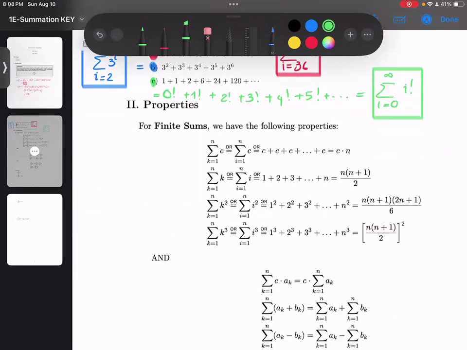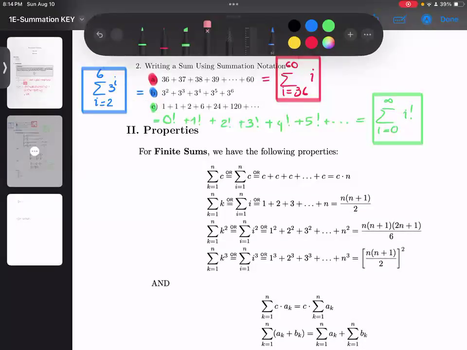All right. For finite sums, we have the following properties. The first one will be the constant c. So if I have the summation k equals 1 to n of the constant c, remember it's just a constant, it's not a variable, not like you can plug k in, right? Notice this is k, this is c. So c stands for constant. Then basically you add in the same number c n times, right? So that means the same thing as c times n.